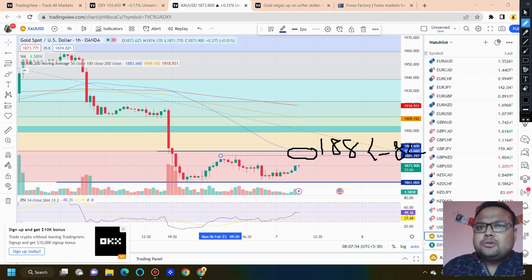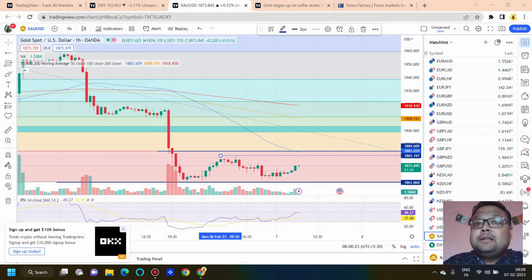In case it breaks the 1884 level or 1885, reaches 1885, just observe the market because the market may go up, may go for some SL hunting and come back again. If it does that, you can initiate a sell position. If you see price rejection from above, if you see the market forming a shooting star pattern, if you see the market showing good price rejection from above, a bearish engulfing pattern, you can go for a sell position.